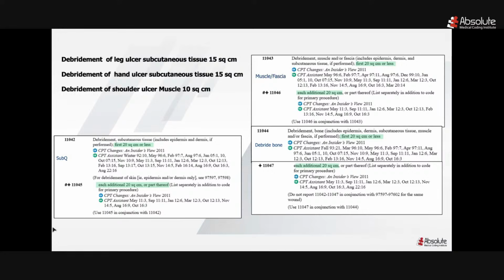Now, here is an example, coders. This is an example for you all. We have 3 debridements performed here. One is the debridement of the leg ulcer, subcutaneous tissue level, 15 square centimeter. And the second debridement is performed on the hand ulcer. Again, that's a subcutaneous tissue level, 15 square centimeter. And then we have a debridement of the shoulder ulcer, and the level is muscle, and it's 10 square centimeter. All right. Now, what all codes can we pick up for this scenario?